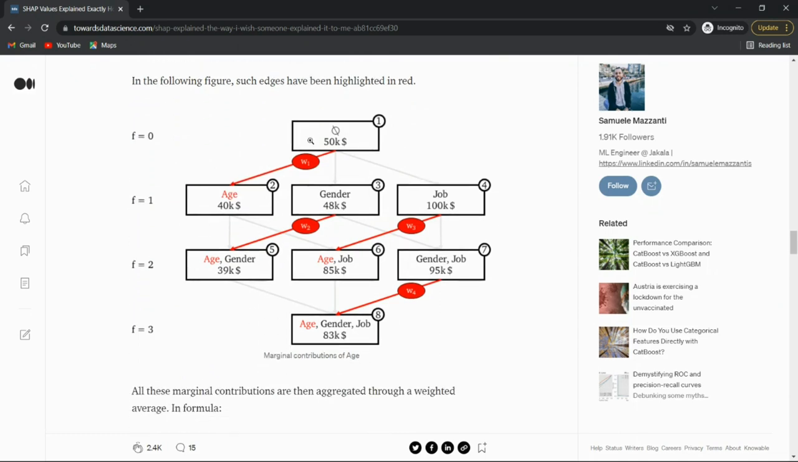You can see through this figure that there is a weight associated with every edge and a marginal contribution. From no feature to age, we calculated this contribution by subtracting 40 from 50. Similarly, subtracting 48 from 50, we get minus 2. Subtracting 100 from 50, we get a positive marginal contribution. Similarly, we need to calculate the weights.